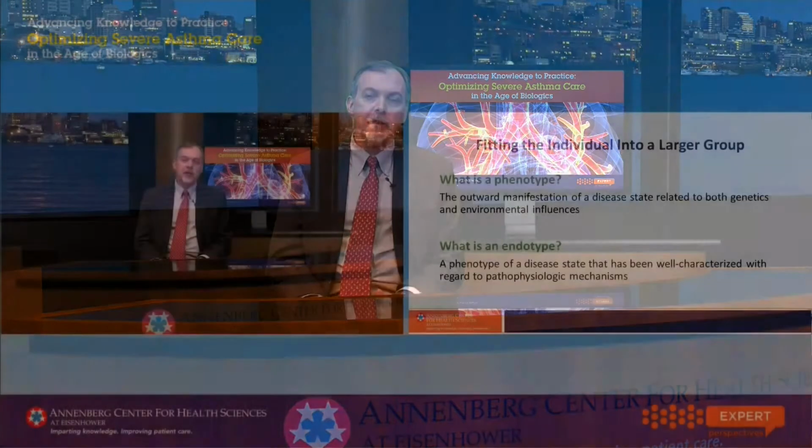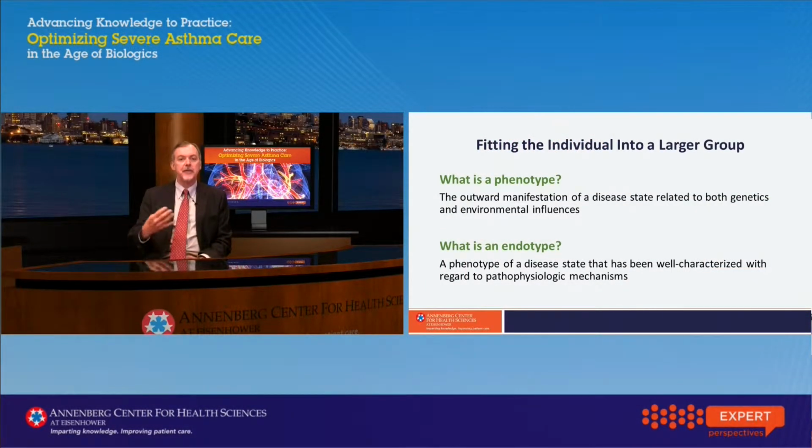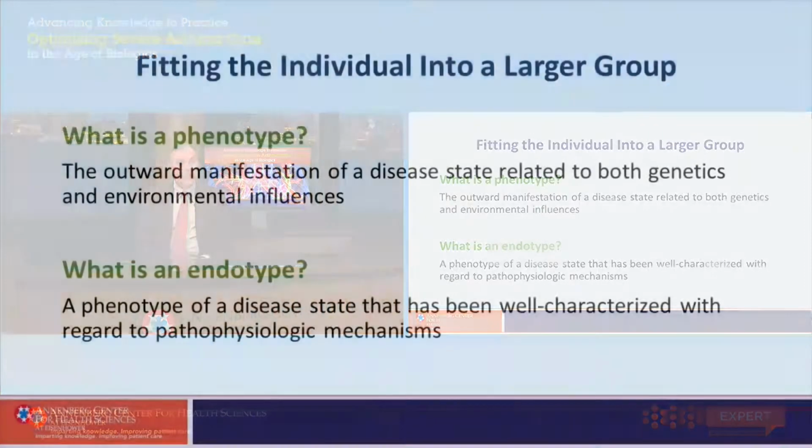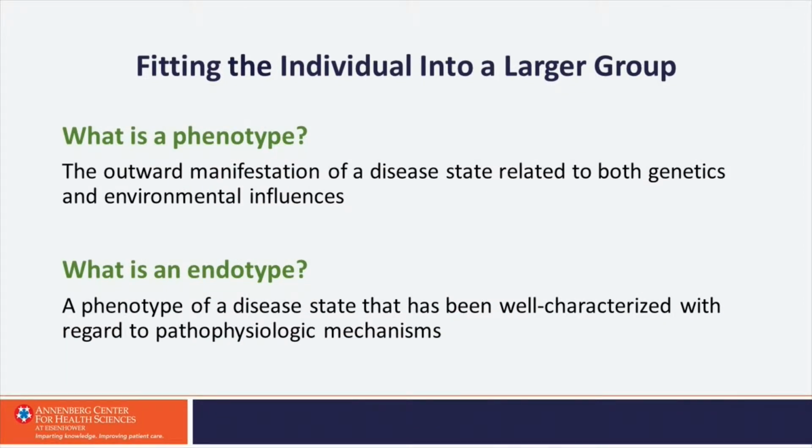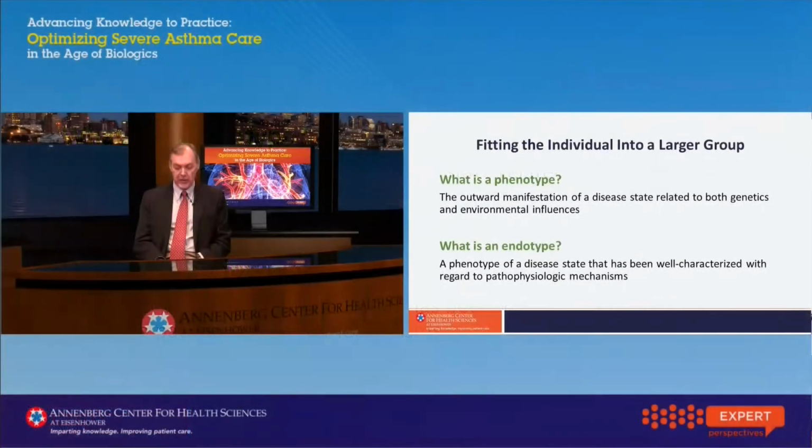So one of our tasks as we try to generalize how a patient fits into a larger group is first of all to define some of the key terms. First, what is a phenotype? A phenotype is a term we use frequently, and we all understand it to be an outward manifestation of how a disease state presents as a combination of genetics and environmental influences, as we mentioned earlier. But a term that you may not be familiar with is that of endotype, a more recently coined term which refers to a phenotype of a disease wherein we have a very good, or think we have a very good, understanding of what the underlying pathogenic mechanisms really are.